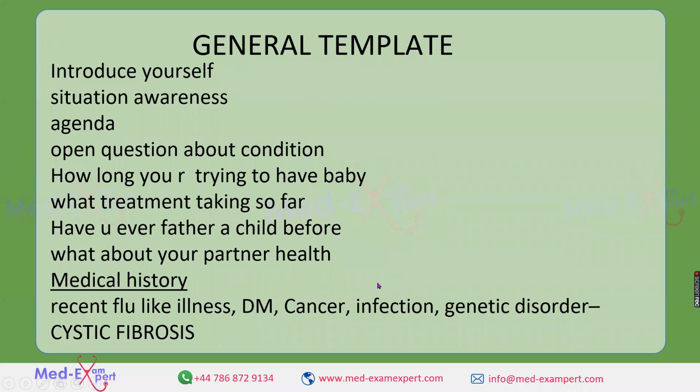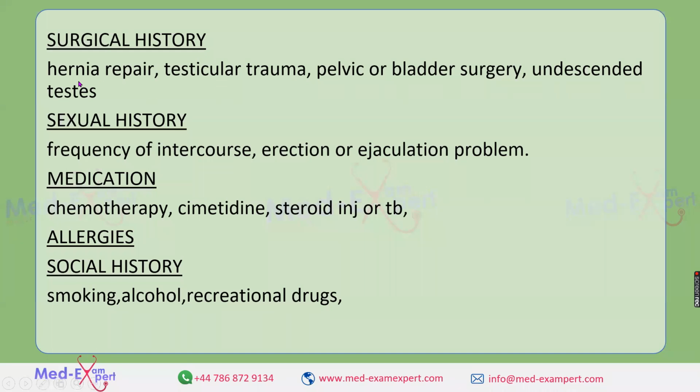Now we move on from medical history to surgical history. Very important, because undescended testes and hernia repair affect testicular sperm production and quality. Also trauma, recent or childhood, and pelvic or bladder surgery. You will not ask about all these things separately in the surgical history. You will ask only, do you have any surgeries or operations before? An open question. But if the data is pointing toward any of these things, or you think up till now that any of these might be important for your management or diagnosis, then you can ask separately.